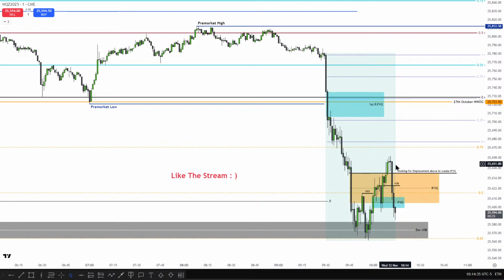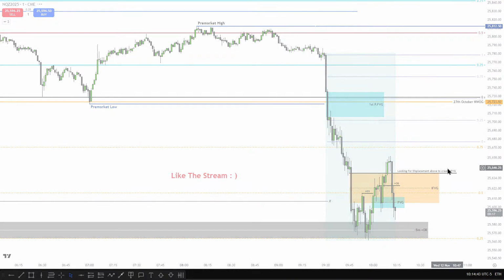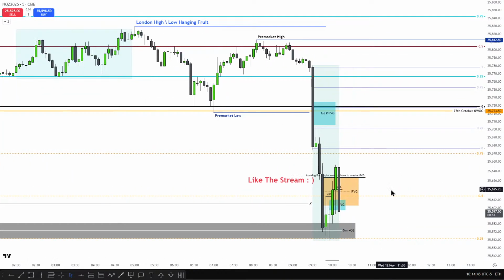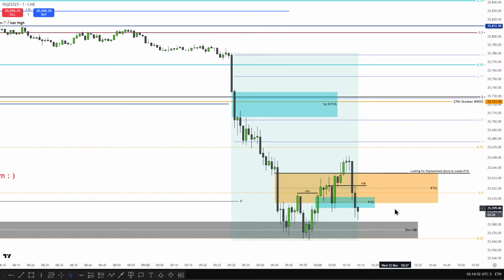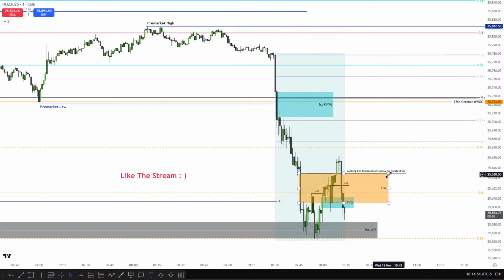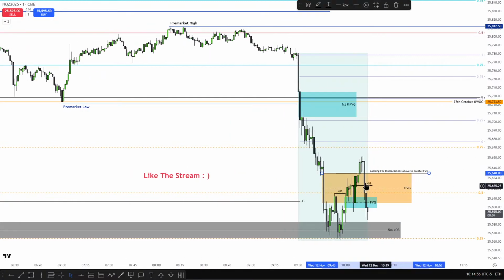Entry into gap before full send. Nah, chill. Be content with your $7. Okay, we displaced above it, but we've displaced below it now, so that's not valid.